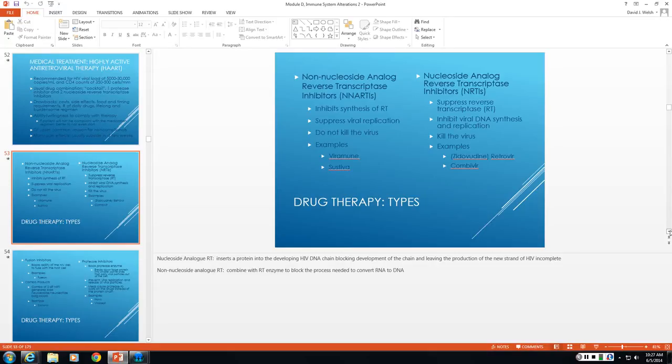Now your non-nucleoside analog reverse transcriptase inhibitors, or your NNRTIs. They inhibit the synthesis of RT. They also suppress viral replication, but they do not kill the virus. So some examples of that are your Viramune, also your Sustiva.